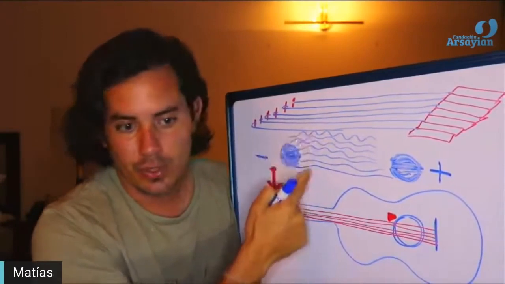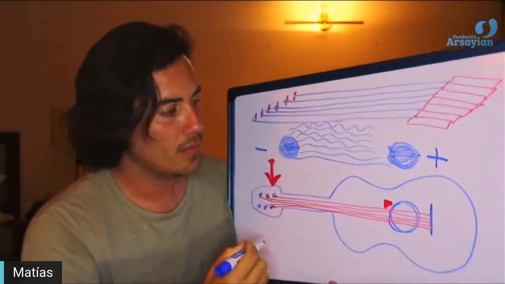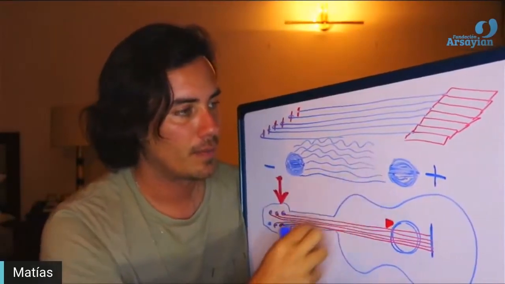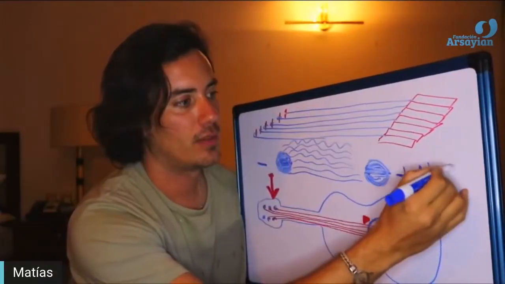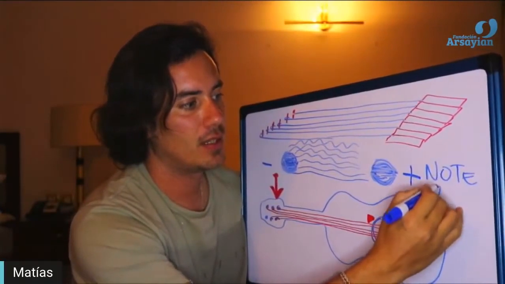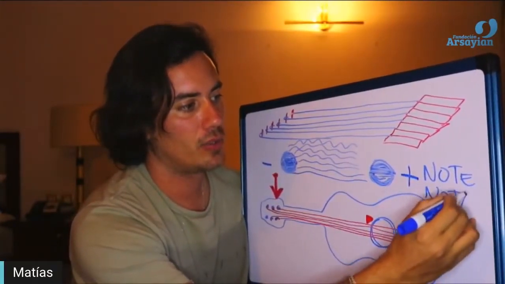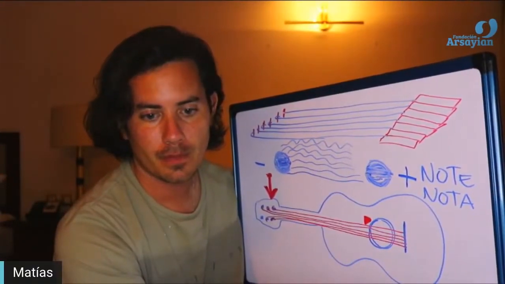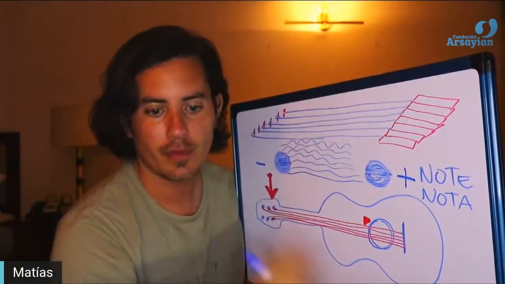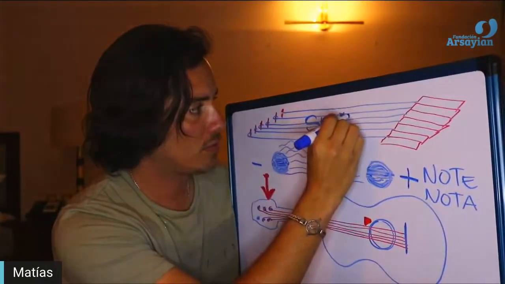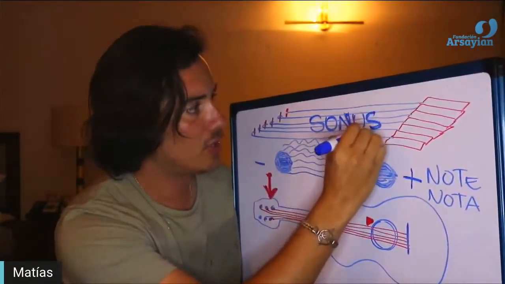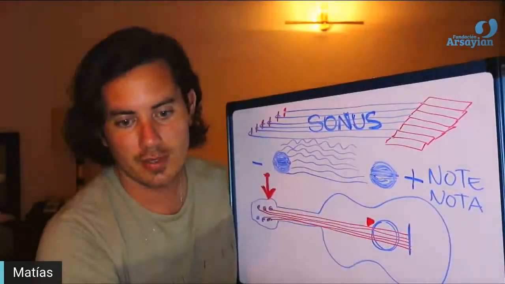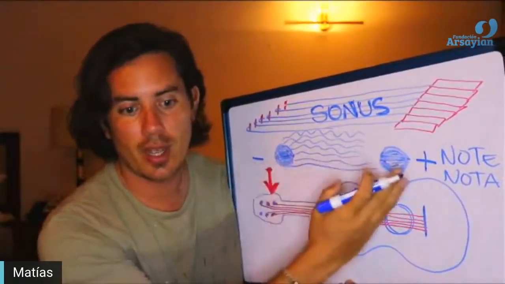So we have the notes from low to high vibration. So it was generated a note. A note. So what is a note? It's a sonus, a noise generated by tension and vibration.